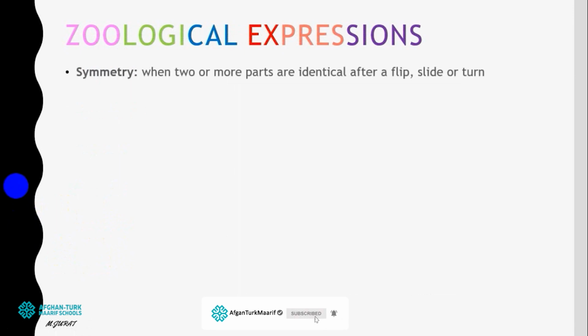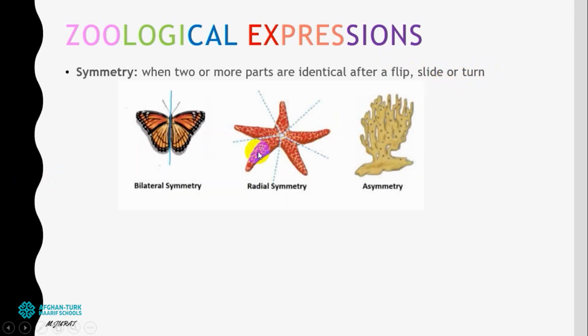First of all, symmetry. When two or more parts are identical after a flip, slide, or turn. What does it mean? It means whenever we flip, slide, or turn one animal, if two or more parts are the same, then it has symmetry. We have three kinds of symmetry: bilateral symmetry, radial symmetry, and asymmetry.